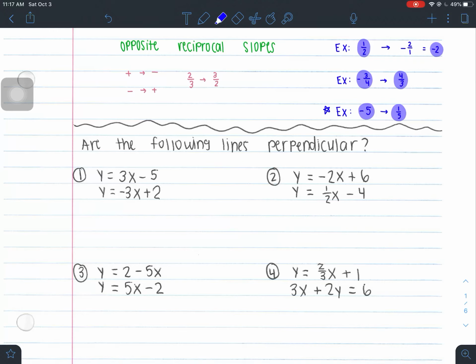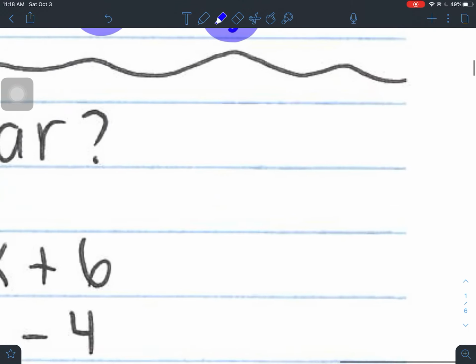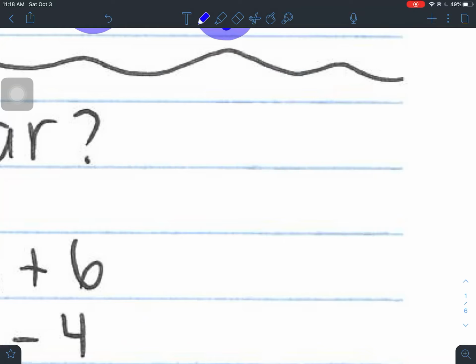The notes are set up very similarly to the parallel lines notes, so you'll see some similar examples. Are the following lines perpendicular? Okay, now the easiest form for me to see the slope of any equation is when they're in the form of slope-intercept, y equals mx plus b. The reason why it is easiest to see the slope here is because your slope is always going to be attached to x in slope-intercept form. So the goal is the same as when we did parallel. Get the y by itself, and then look at the slopes, and then you can determine, are they parallel, are they perpendicular, or is it really neither?